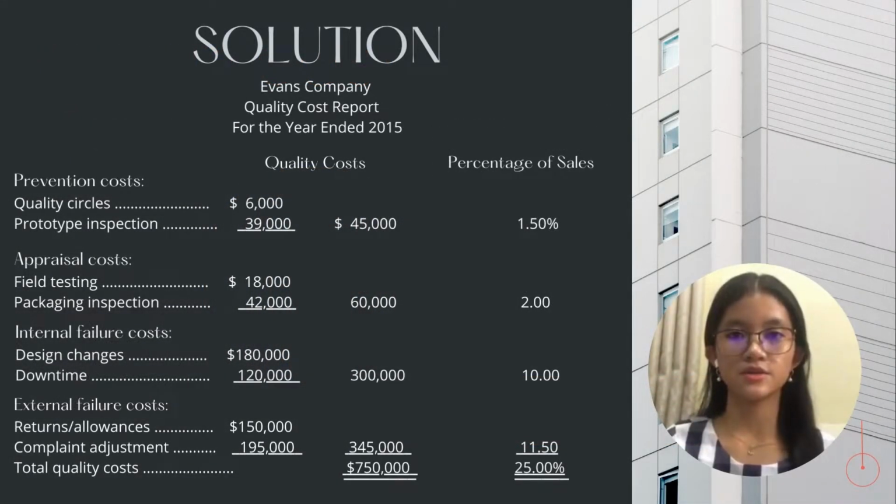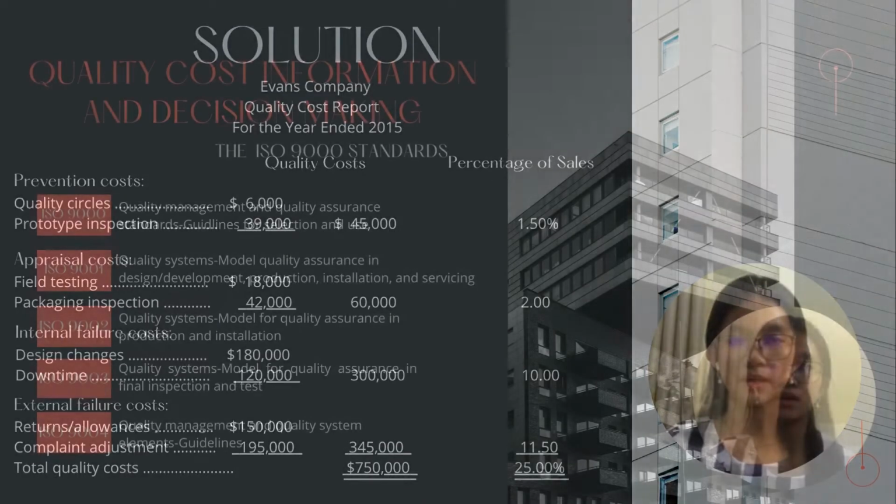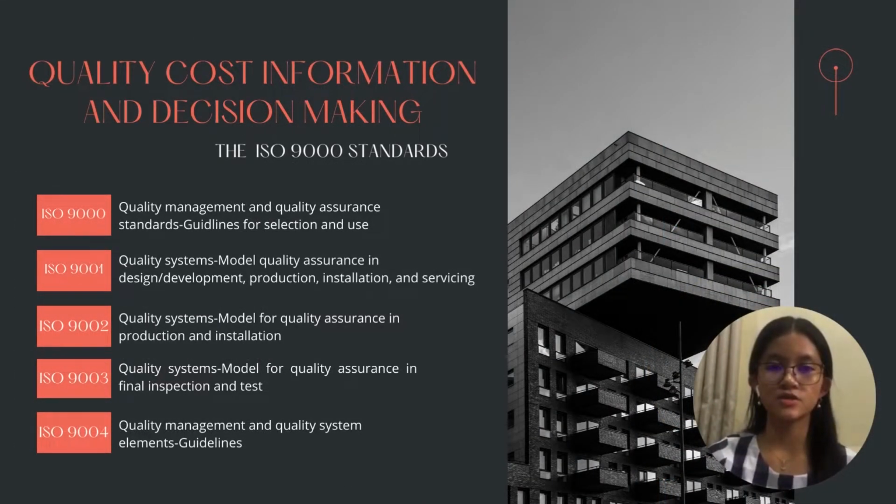Here is the answer for Evans Company. Quality cost, information, and decision making. We have here the ISO 9000 standards. ISO 9000: Quality Management and Quality Assurance Standards, Guidelines for Selection and Use.